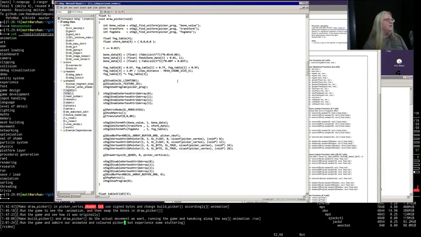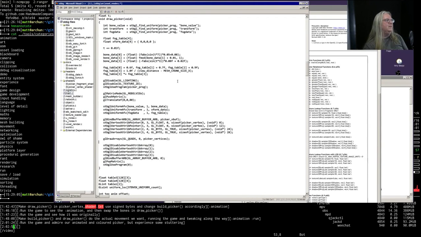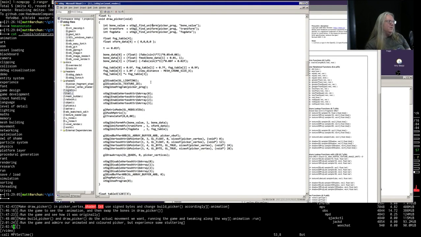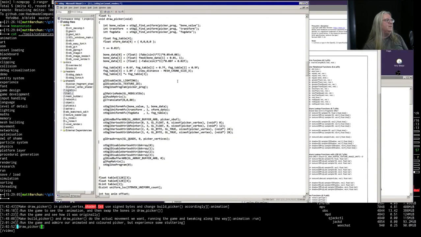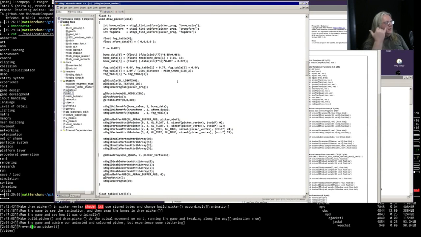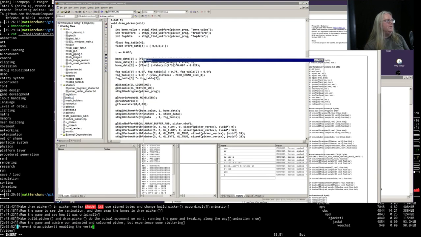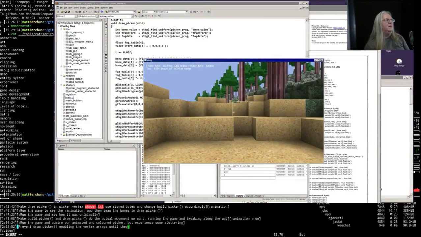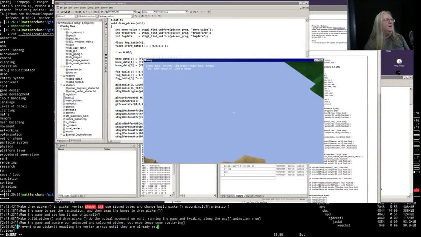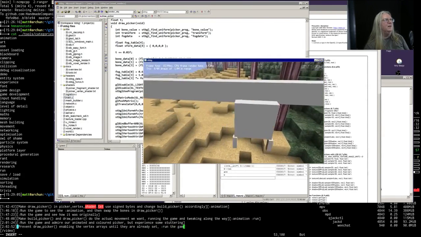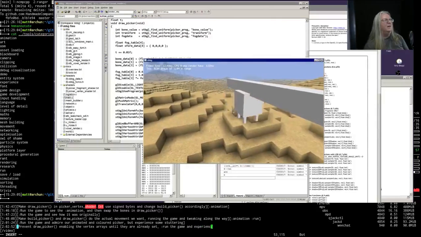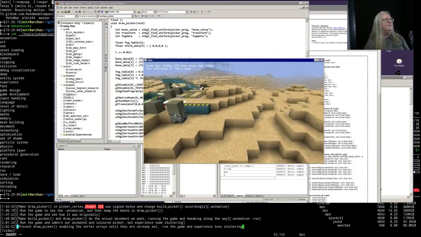Let's not enable the vertex arrays until they're already set, although I don't know that that matters. I can't imagine that would matter. Well, it doesn't seem to be stuttering as much now. No, I see it stuttering now. It just took a while to start.